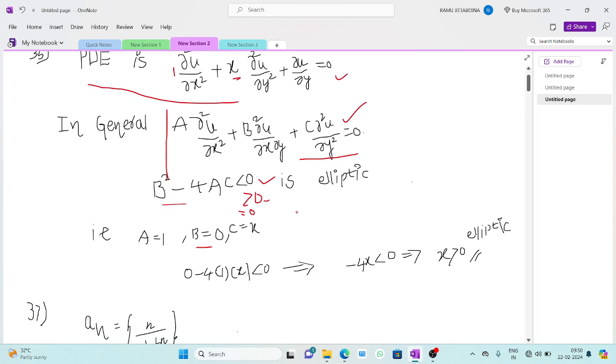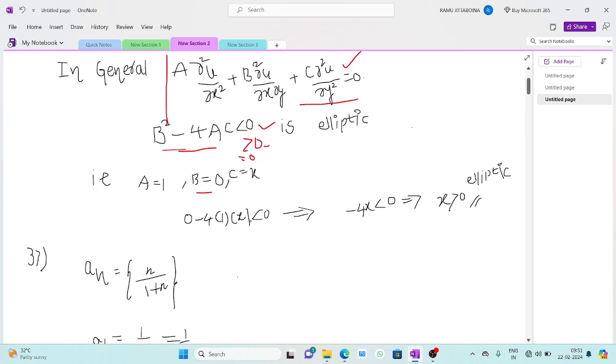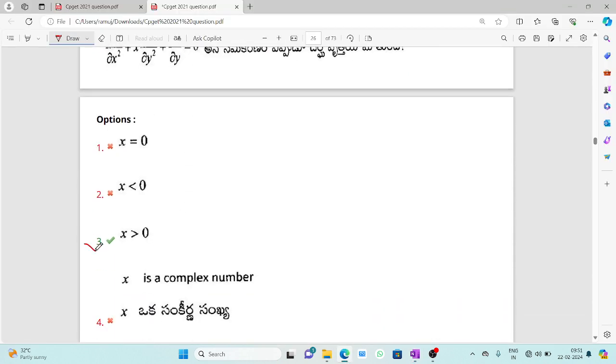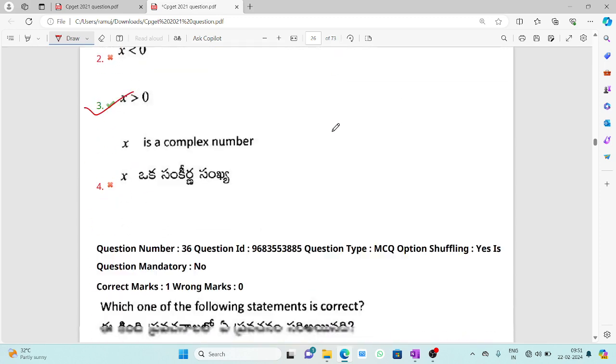After that, I substitute the values of a, b, c in this condition. So I get 0 − 4·1·x < 0. Simplifying, I get −4x < 0. Whenever the negative is on this side, we can write x is greater than 0. So in that case elliptic is possible, x > 0. That is the answer for this question. Whenever x is greater than 0, then only the PDE is elliptic.